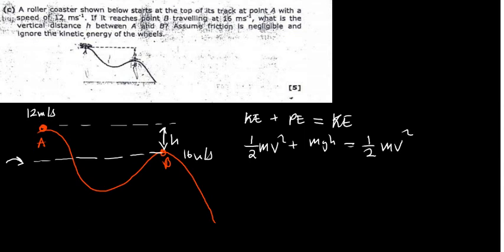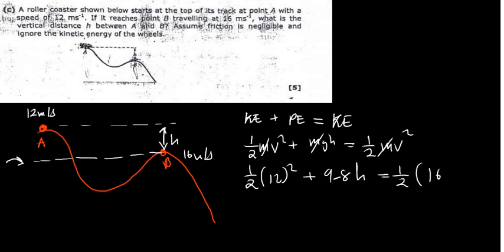Energy is always conserved, so this is going to be half the mass of the particle. We are not interested in the mass, it will cancel out, times the velocity at point A, that is 12, squared, plus g, which is 9.8, times the height which we want, and that will be equal to half the velocity at B, which is 16, squared. 12 squared is 144, and 144 divided by 2 is 72, and that will be equal to 16 squared, which is 256, divided by 2, which is 128.